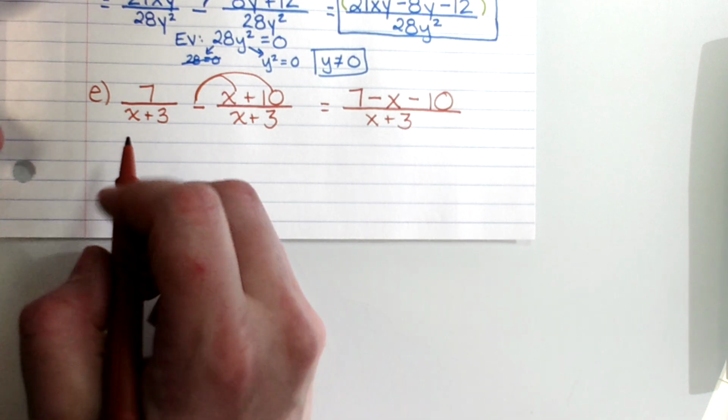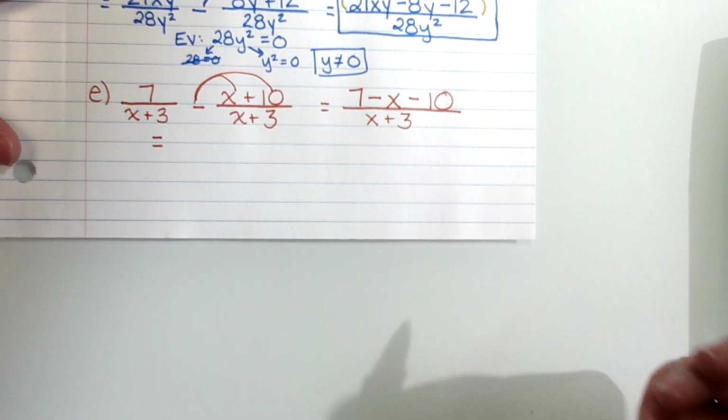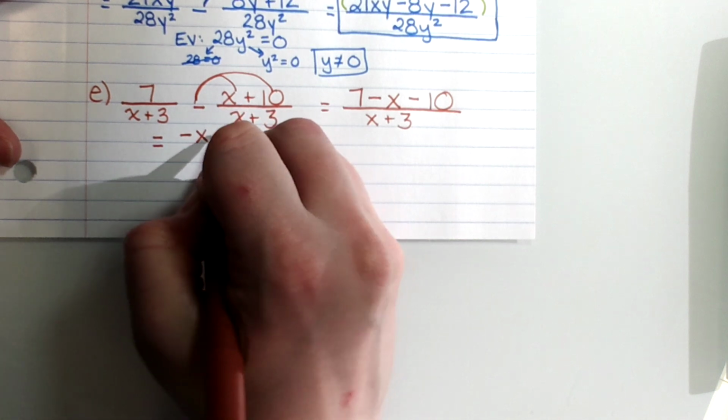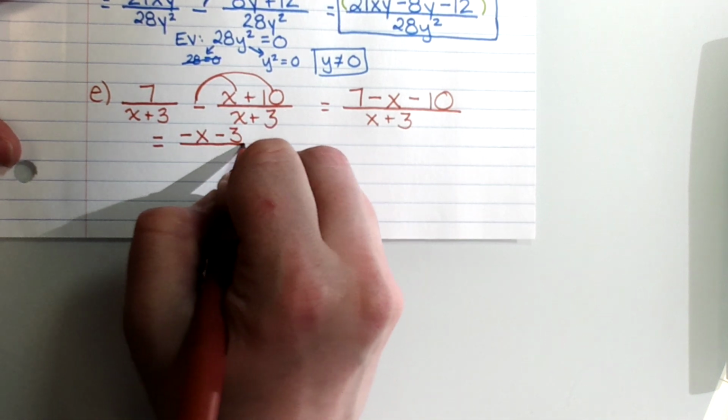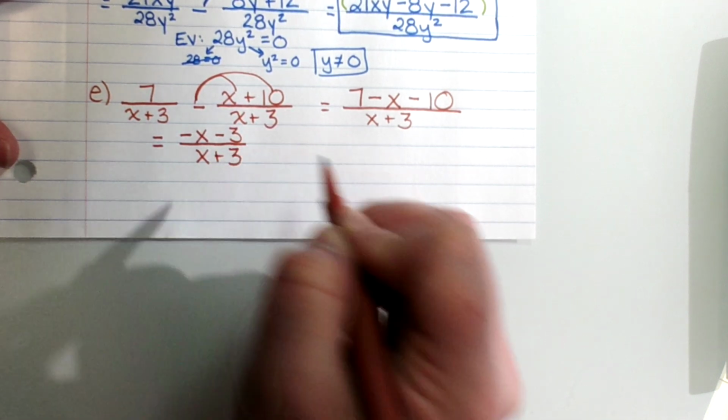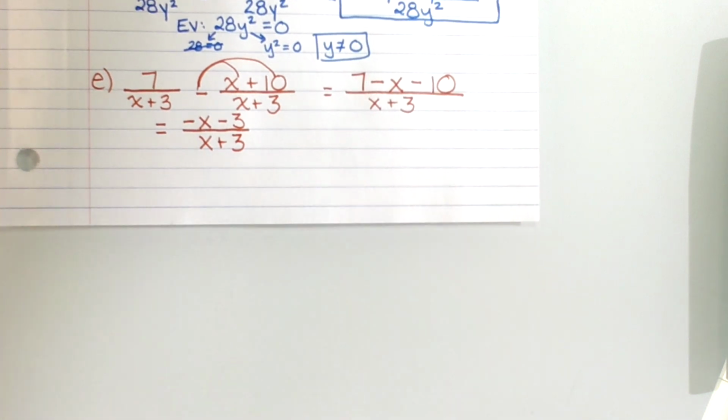Any like terms? I got a negative x, and I got a negative 3 over x plus 3. Now I try to simplify. Top and bottom both have pluses and minuses, which means I need to factor both. Can I factor negative x minus 3?